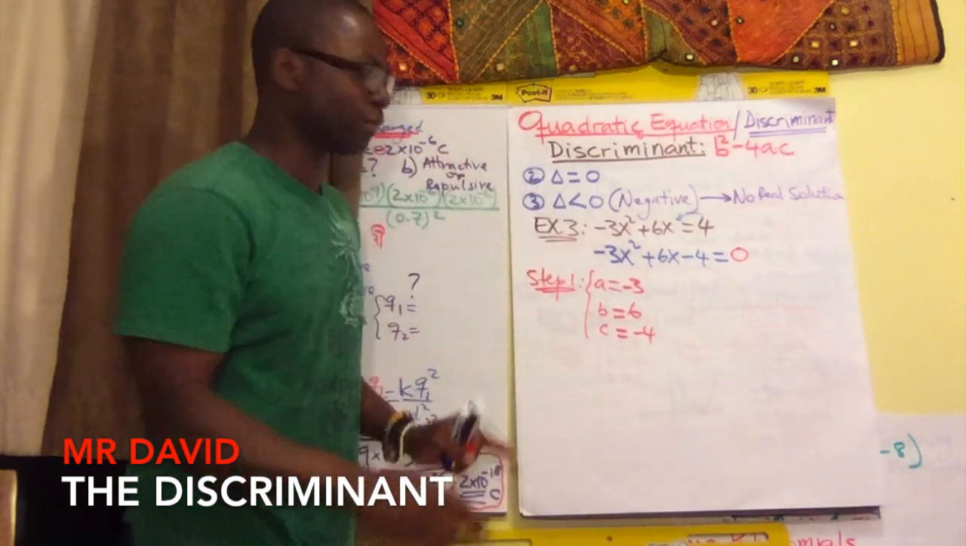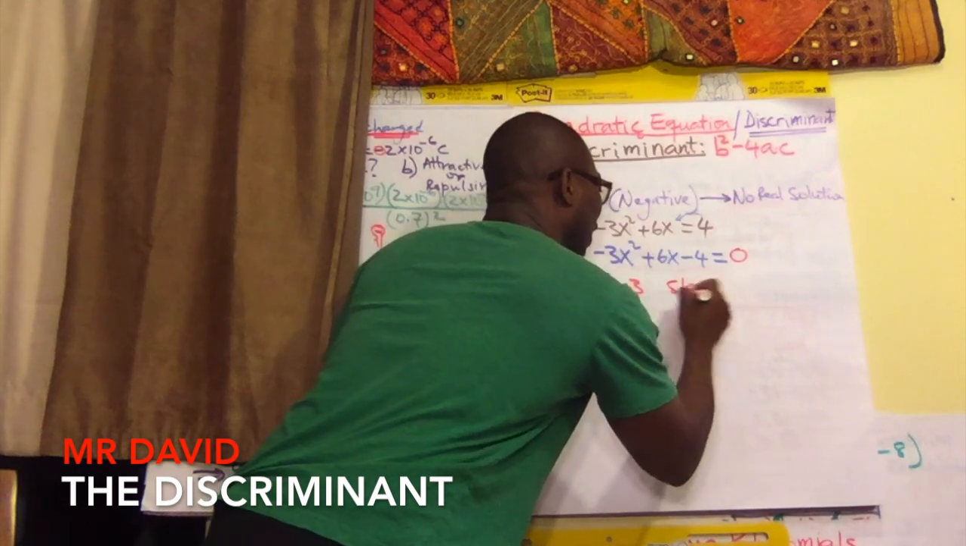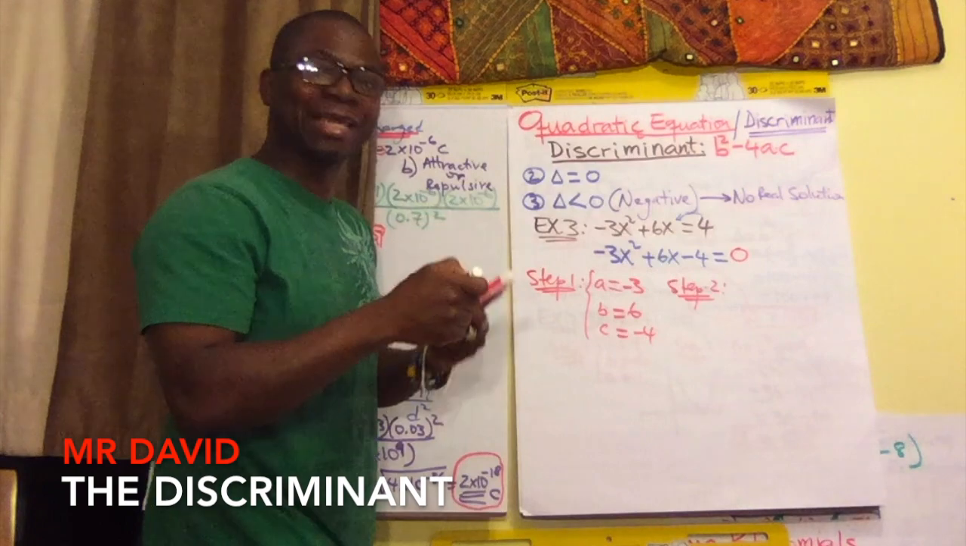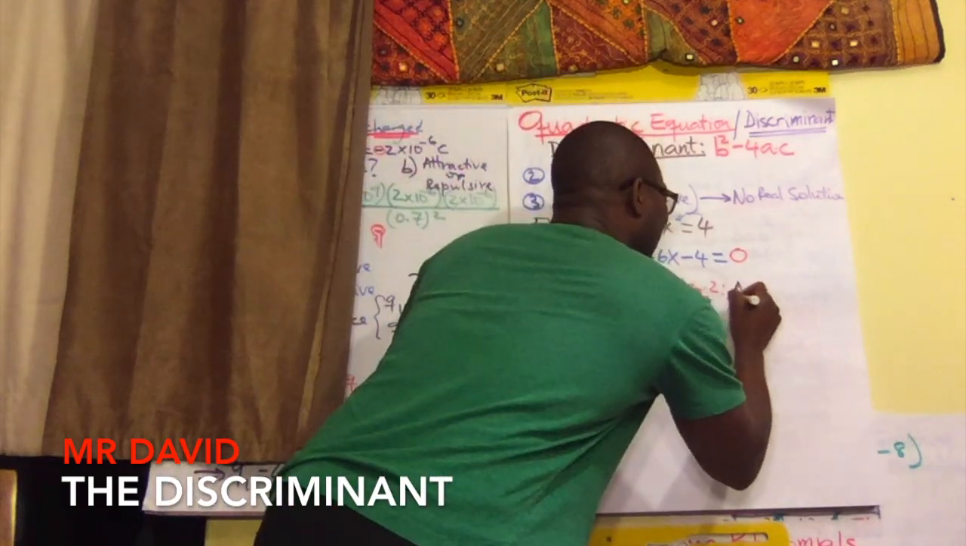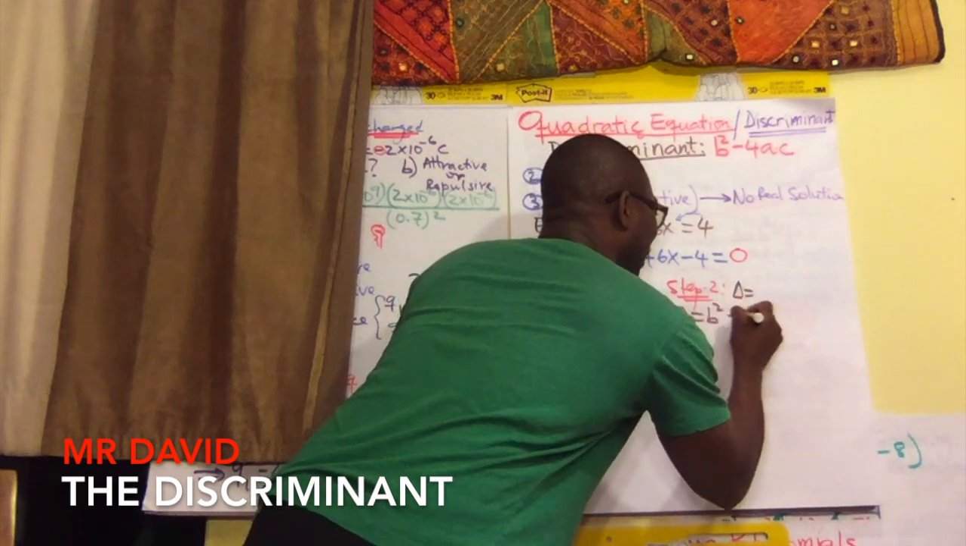Okay, step 1, quickly. There are only 2 steps. Step 1, step 2. Okay, so we know what to do now. Step 2, what do we do? We write the formula. Delta equals B squared minus 4AC.